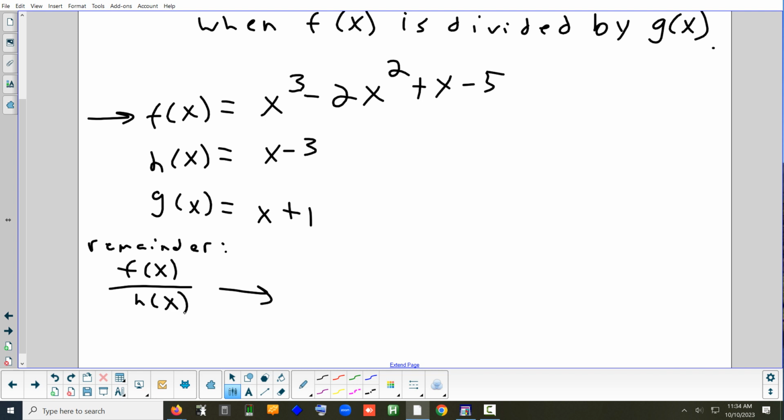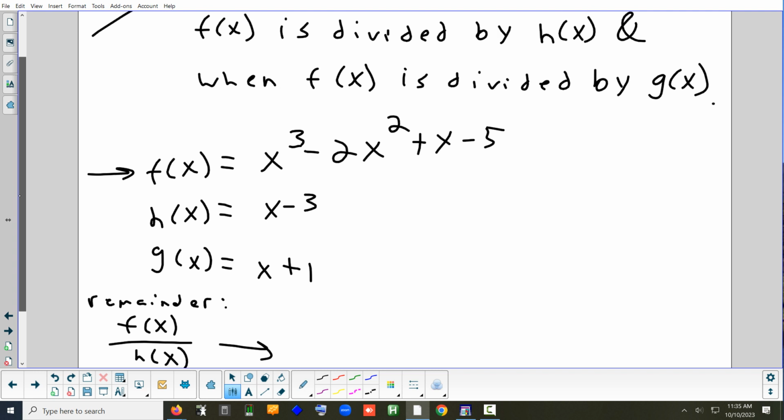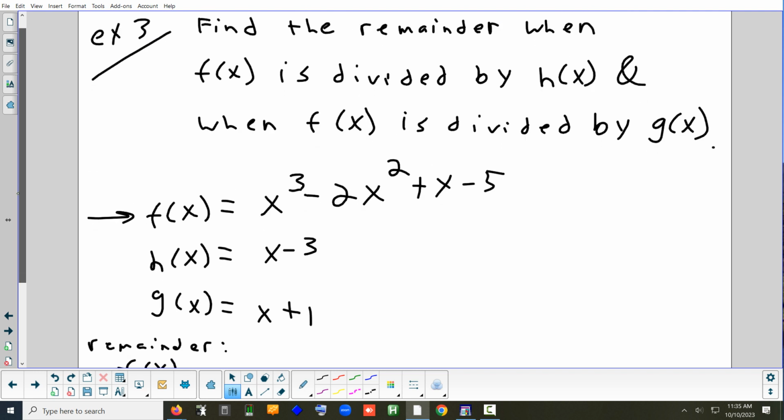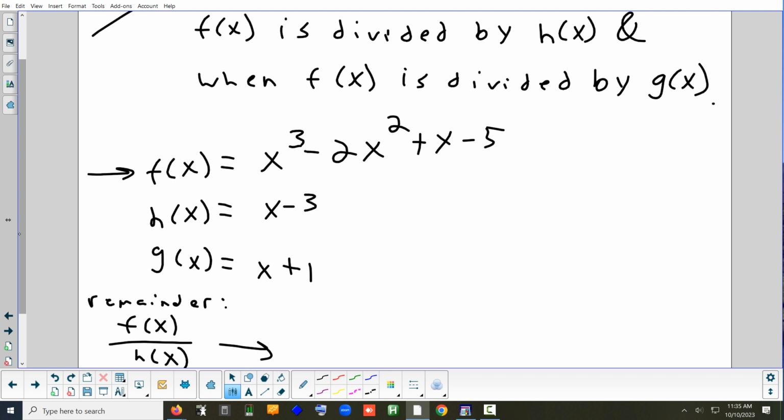Okay, step one, look at h of x and ask yourself, is h of x x minus a number? Yeah, h of x is x minus a number. So the trick is you take the number after the minus sign, not the minus sign with it. What's the number after the minus sign here, for our divisor? Is it the 3? The 3. So we're going to take the 3.